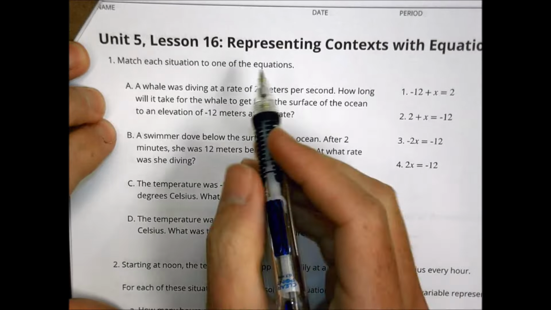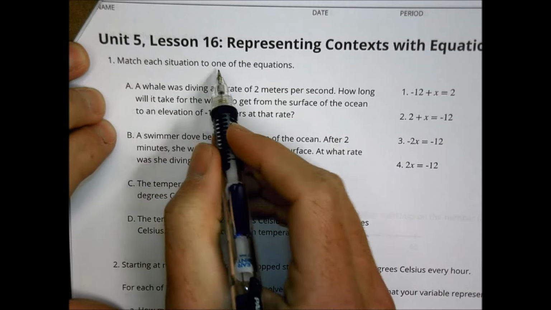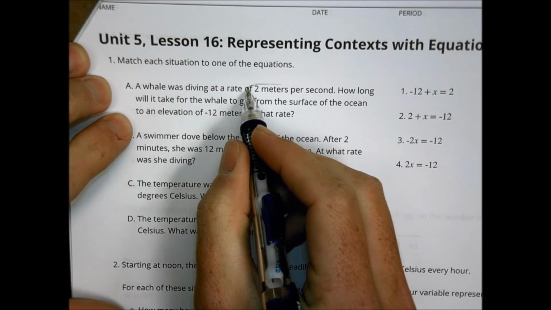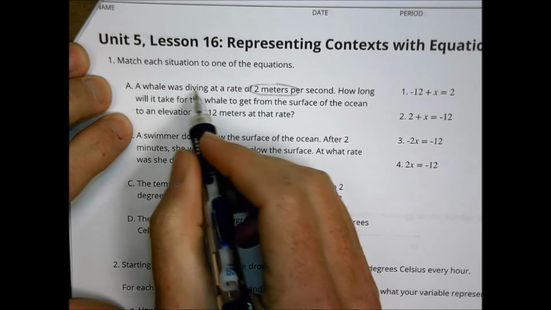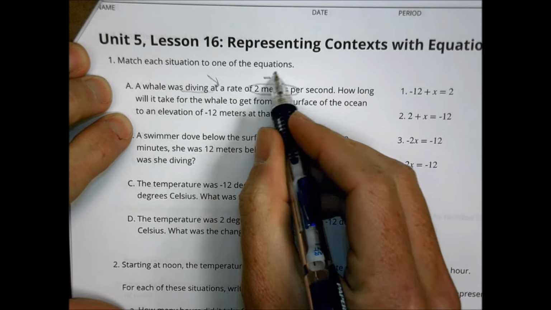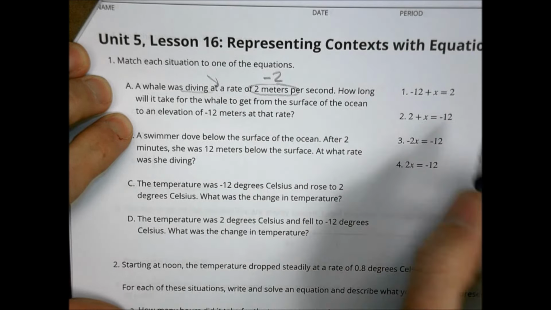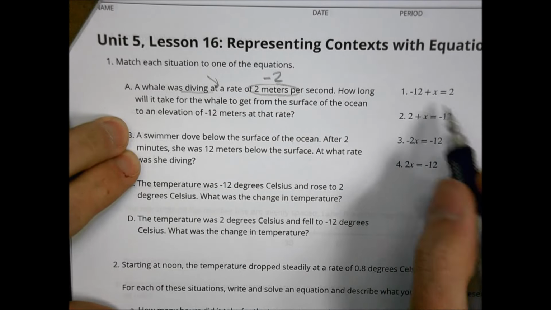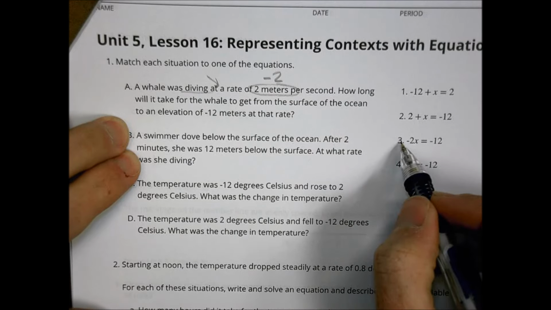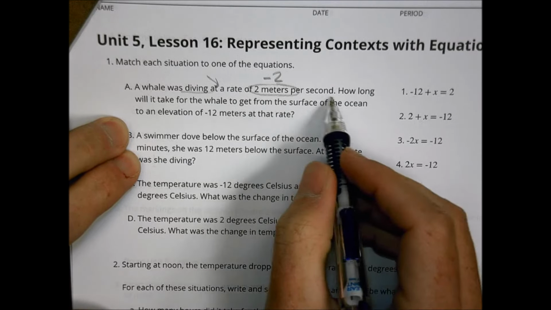Alright, so here's the homework. We have to match each situation to one of the equations. We have a whale diving at a rate of 2 meters per second. Now notice that it's diving, which means it's probably going down. So this is probably looking for a rate of -2 somewhere over here. Now I have a -12, I have a -12, I have a -2 here, and -12. So far I'm probably going to go with 3. Let's see what else we have.